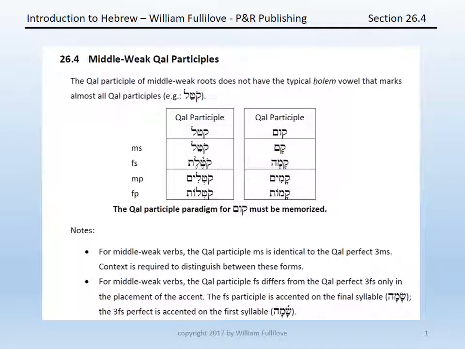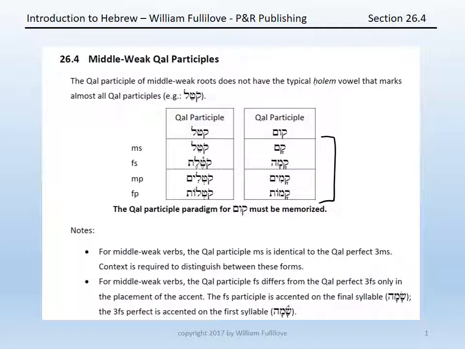Now in section 4, we turn to the Qal participle for middle weak forms. The Qal participle has typically been marked by the holem vowel. However, in middle weak forms, that holem does not occur, and instead you see a qamets vowel. The Qal participle of katal, which you know well, is kotel, kotelet, kotelim, kotelot. However, for kum, we have kam, kama, kamim, kamot.